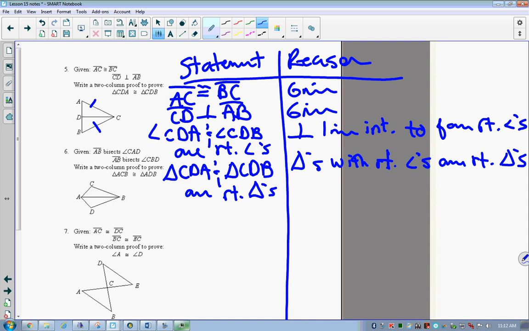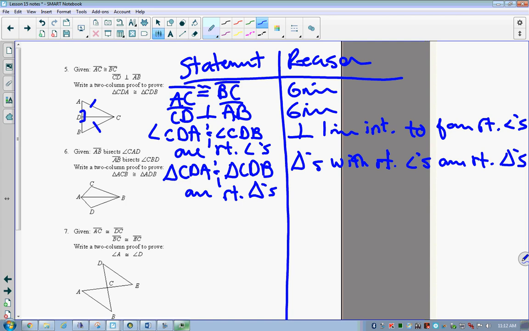Okay? All right. Let's see. At this point, we already got our givens. We know that these are right angles. Okay? And when we're dealing with right triangles and we say things like leg angle or hypotenuse angle, that has to be an acute angle. It can't be the right angle.